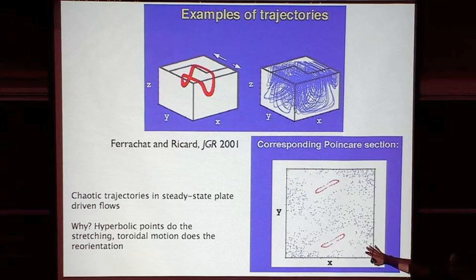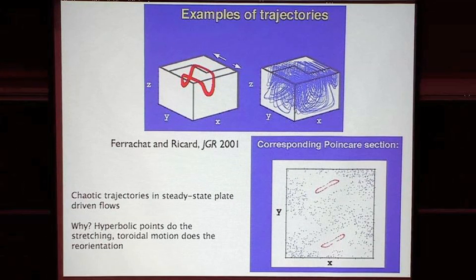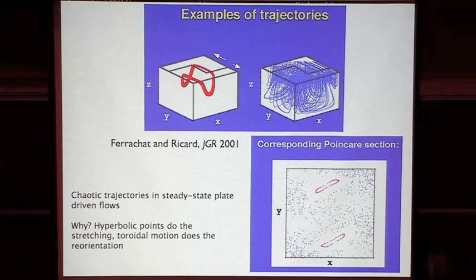So why is it that we get well-mixed and unmixed regions here? Well, again, it's hyperbolic points, once again, that cause all the stretching. And you need to get from one hyperbolic point to another. The way in which you do this is through the toroidal flow generated by plate motion, which causes a reorientation and allows you to go from one hyperbolic point to another. Okay. So plates turn out to be very effective at causing mixing as well because of their ability to rotate. And I think that's all I'll say about plates.